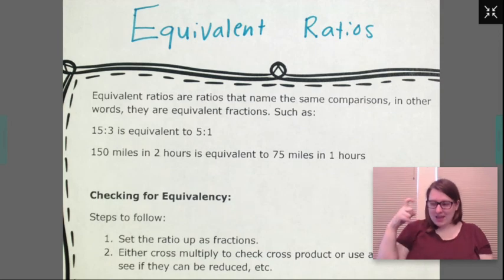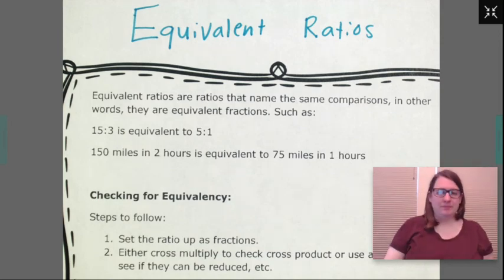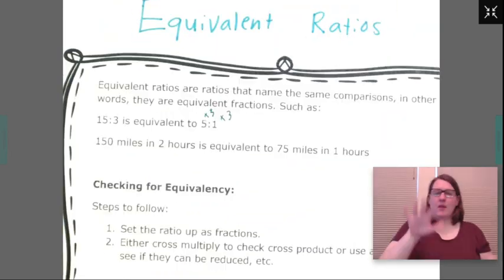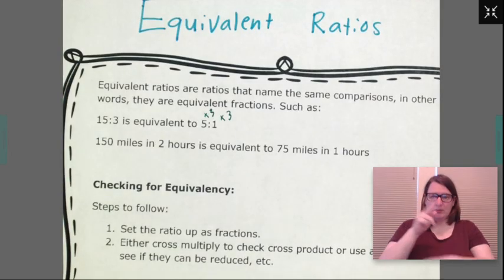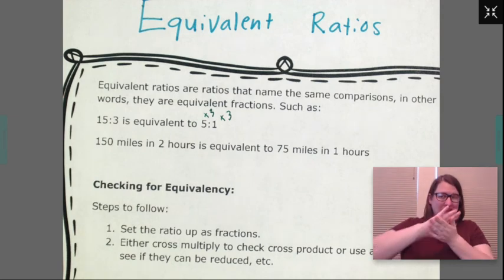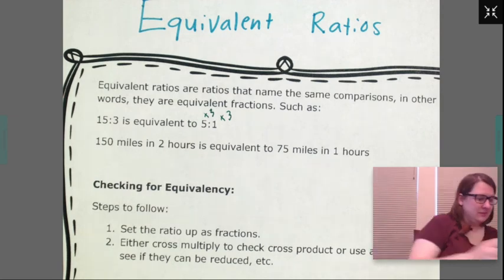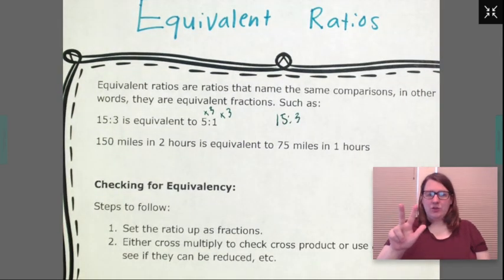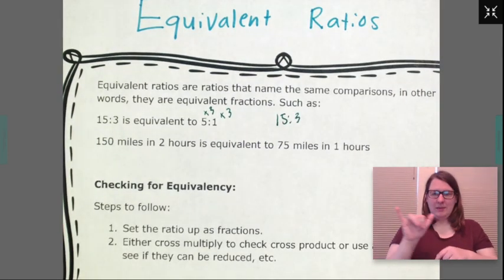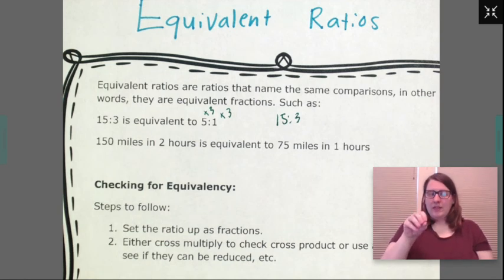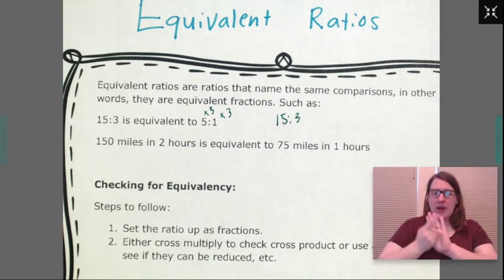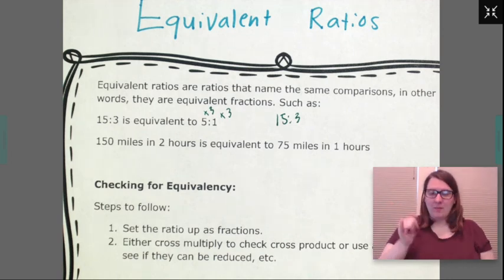Why? Because I can multiply 5 times 3 and 1 times 3, and it becomes 15 to 3. So they're the same. 150 miles in 2 hours is equivalent to 75 miles in 1 hour. Okay, those are the same.